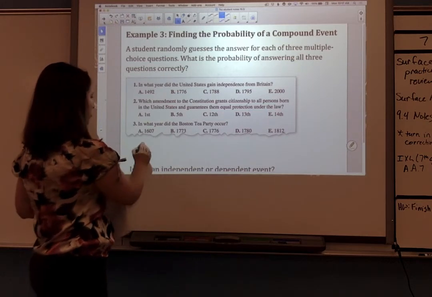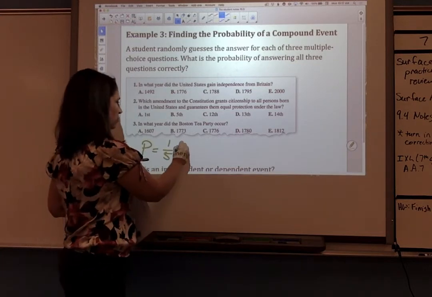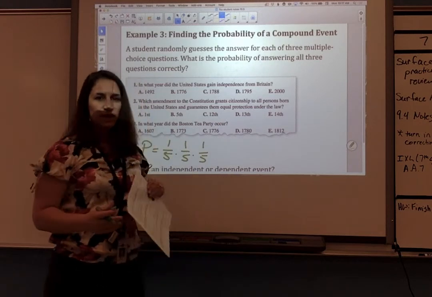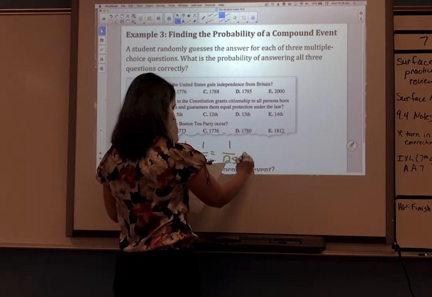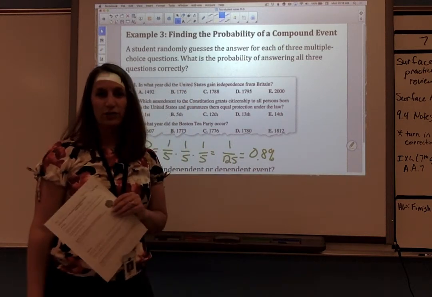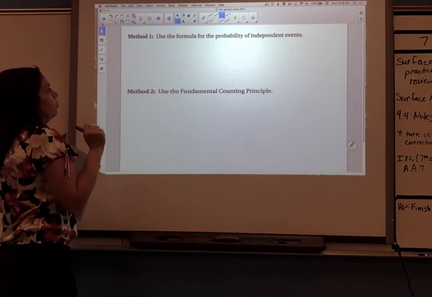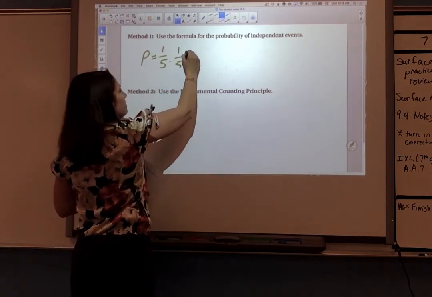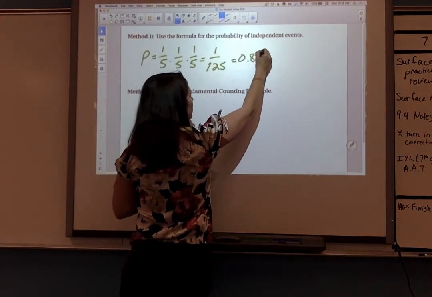And when we want to find our probability, it'll be 1/5. There's a 1 in 5 chance of getting the first one right. There's a 1 in 5 chance of getting the second problem right. And there's a 1 in 5 chance of getting the third problem right. So that would be 1 over 125, which is about 0.8%. So you have less than 1% chance of getting all of those correct if you're just randomly guessing. All right, so that was method 1. Sorry, I put that in the wrong place here. So method 1 is going to be 1/5 times 1/5 times 1/5 is 1 over 125, or 0.8%.